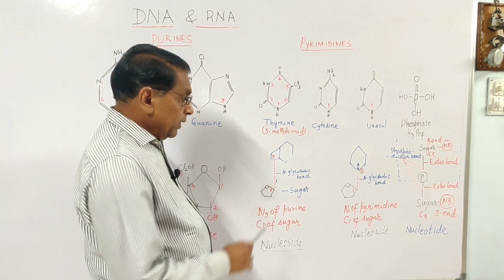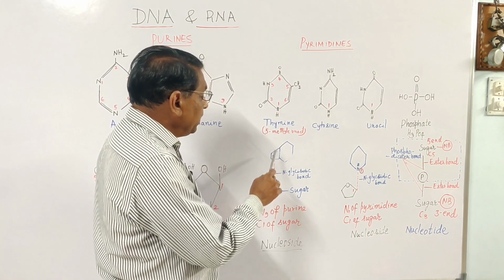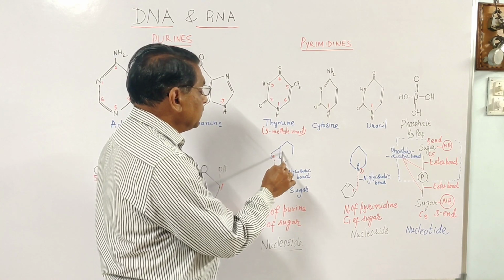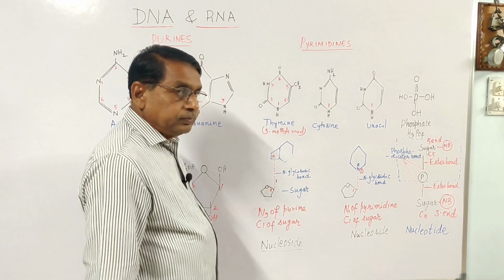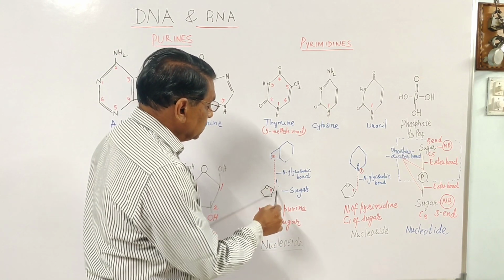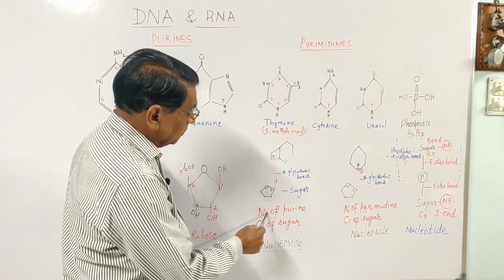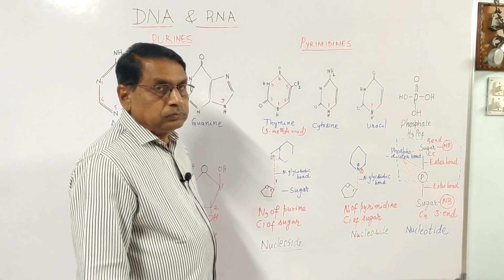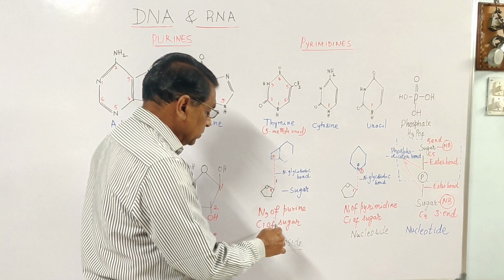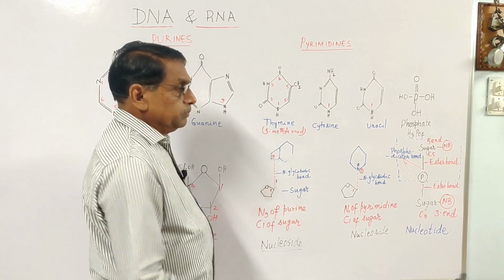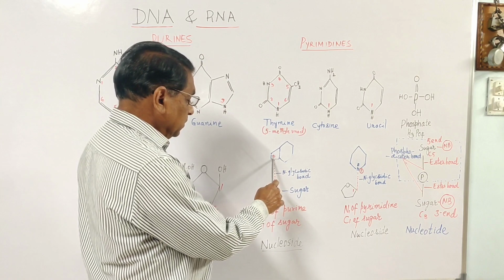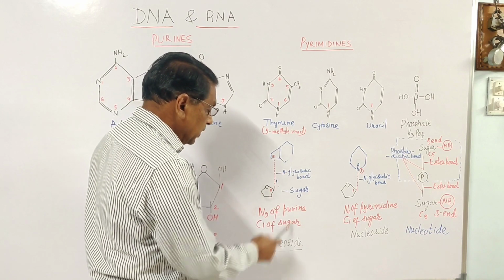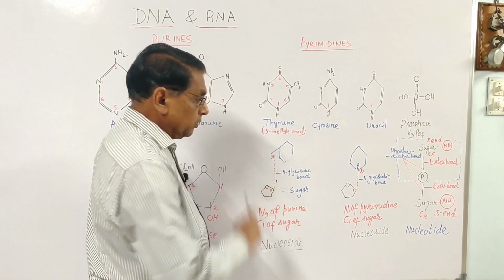Further, this linkage is formed between the nitrogen at the 9th position of the purine and the first carbon of the sugar: N9 of purine, C1 of sugar. This is the N-glycosidic bond. If it is adenine, this is called adenosine. If this is guanine, this nucleoside will be known as guanosine.